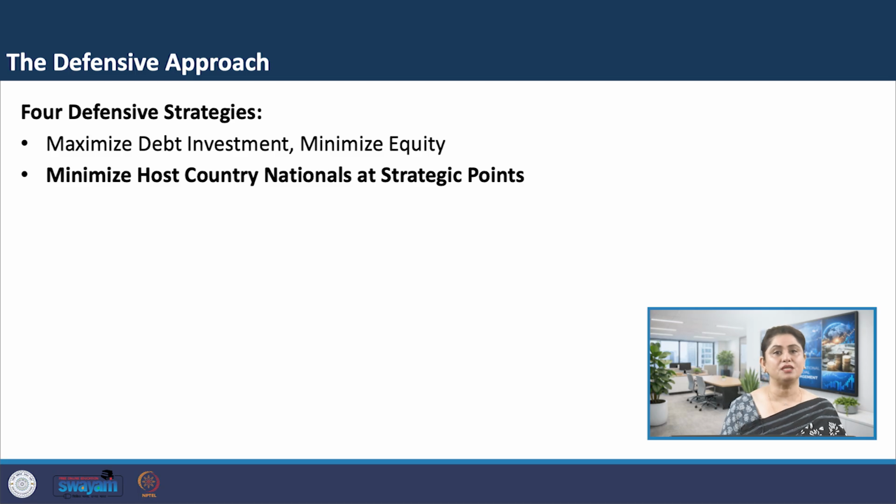The second is to minimize the involvement of host country nationals at strategic points in the subsidiary, specifically at positions where they would have access to proprietary technology, sensitive business plans, or financial controls. This reduces the risk that valuable intellectual property or strategic intelligence is lost to the host country if the relationship becomes difficult and the firm is eventually forced to exit.